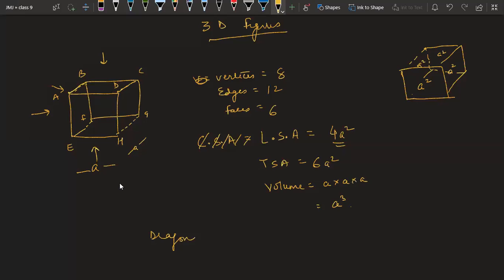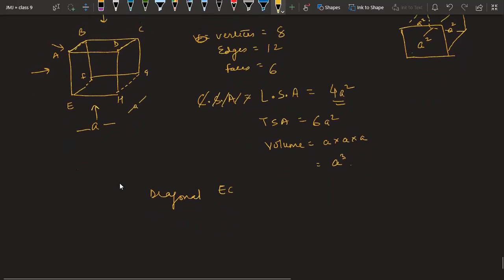Diagonal EC, yes. EC is the diagonal. If you observe carefully in the diagram, again we have to use Pythagoras theorem, but it cannot be used directly because PGT is applicable only in 2D figures, not in a 3D figure. So first you need to consider the bottom face. First you have to consider. Try to see. We have, this is the bottom face. E, F, G, H.